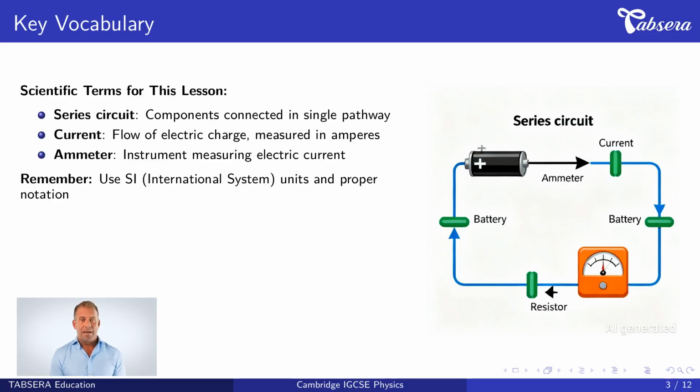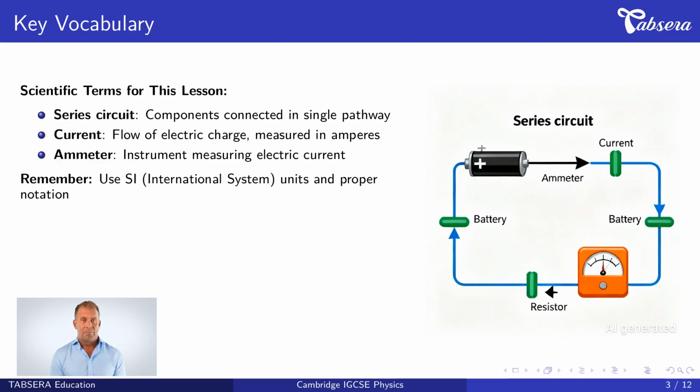Now let's define our key vocabulary. Each term is essential for understanding this lesson. First, series circuit, which means components connected in a single pathway with no branches. Electric current flows through each component in sequence. Second, current, which means the flow of electric charge through a conductor, measured in amperes using the symbol A. 1 ampere equals 1 coulomb of charge flowing per second.